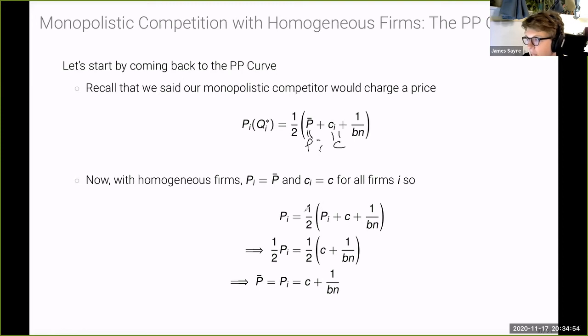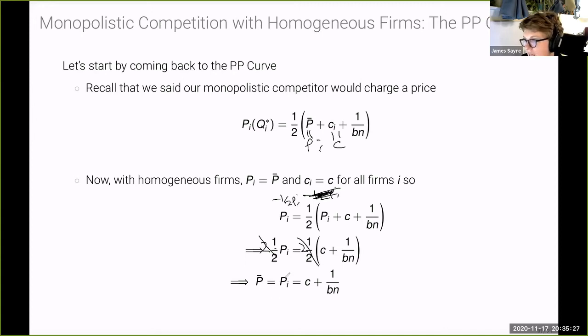This gives me that I actually have P_i on both sides of this expression. So I can just subtract half of P_i on both sides. What I'll be left with is P_i minus half of P_i, which gives me half of P_i. So that's this first step. And then I have half of P_i and half of C plus 1 over Bn. And so I can just multiply by 2 on both sides to cancel out those 1/2.